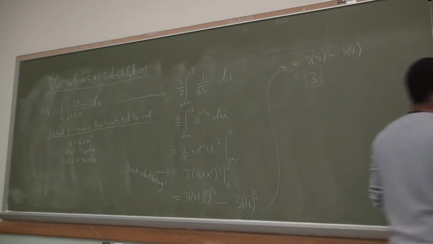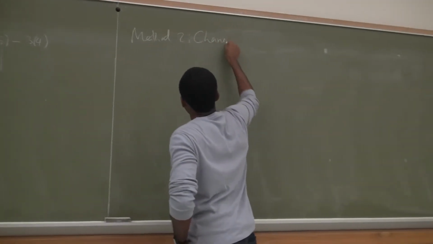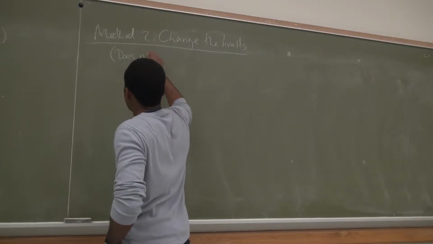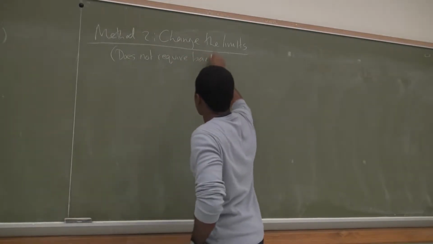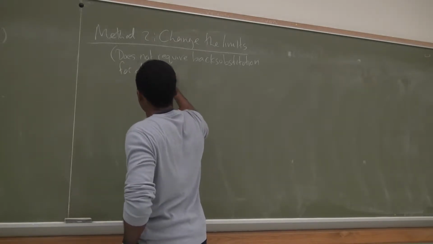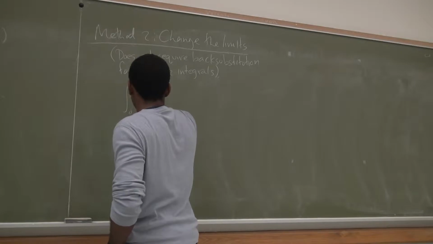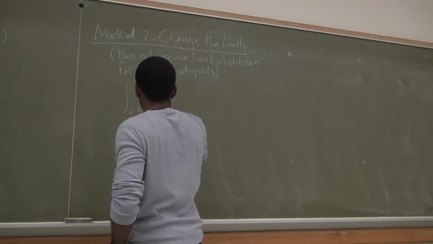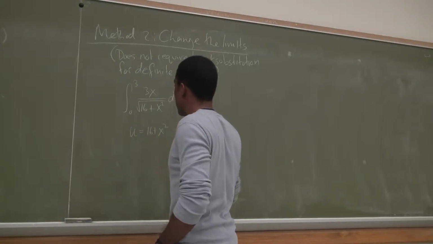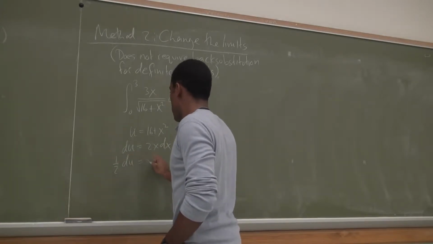There's actually another way to attack this problem that some people might prefer, and it's to actually change the limits themselves. And this one does not require back substitution. So we have this integral from 0 to 3 of 3x over the radical of 16 plus x squared dx. Right? So now we're going to do that substitution. u is equal to 16 plus x squared. This means your du, as before, is 2x dx. So we know that 1/2 du is equal to x dx.